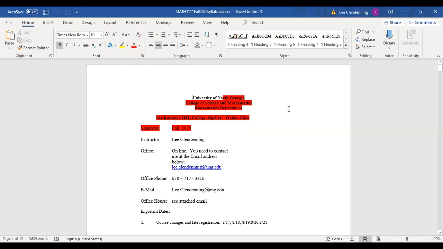Here is our syllabus, Math 1111. This works for both classes. Because we're online, it really doesn't matter which class you're in. I have no idea why this got highlighted red.